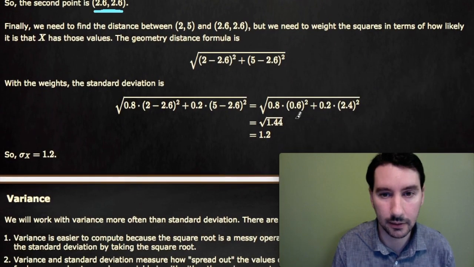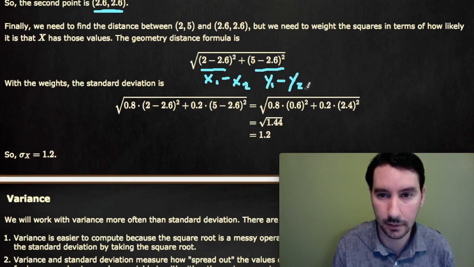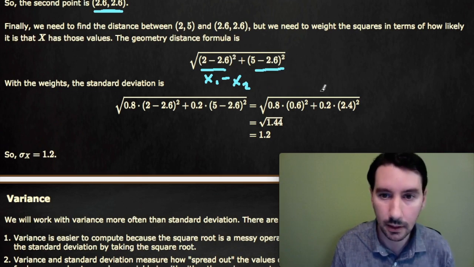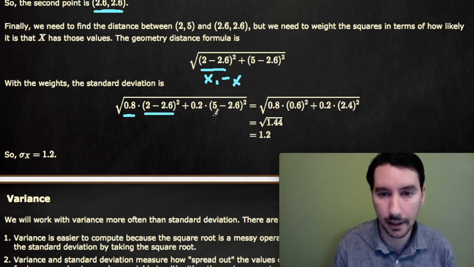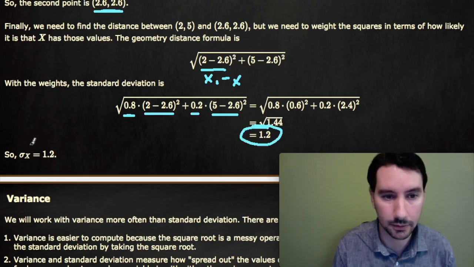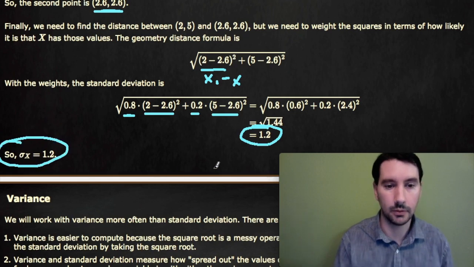Without the weights, it would look like the standard distance formula, right? So you take the square root of (2 minus 2.6) squared, so x1 minus x2, and then y1 minus y2 is 5 minus 2.6. But we're going to weight them. So this will be (2 minus 2.6) squared, but times 0.8, because that's the probability that x is 2. And then (5 minus 2.6) squared, but times 0.2, because that's the probability that x is 5. And that gets you the square root of 1.44, or 1.2. So the standard deviation of x is 1.2.